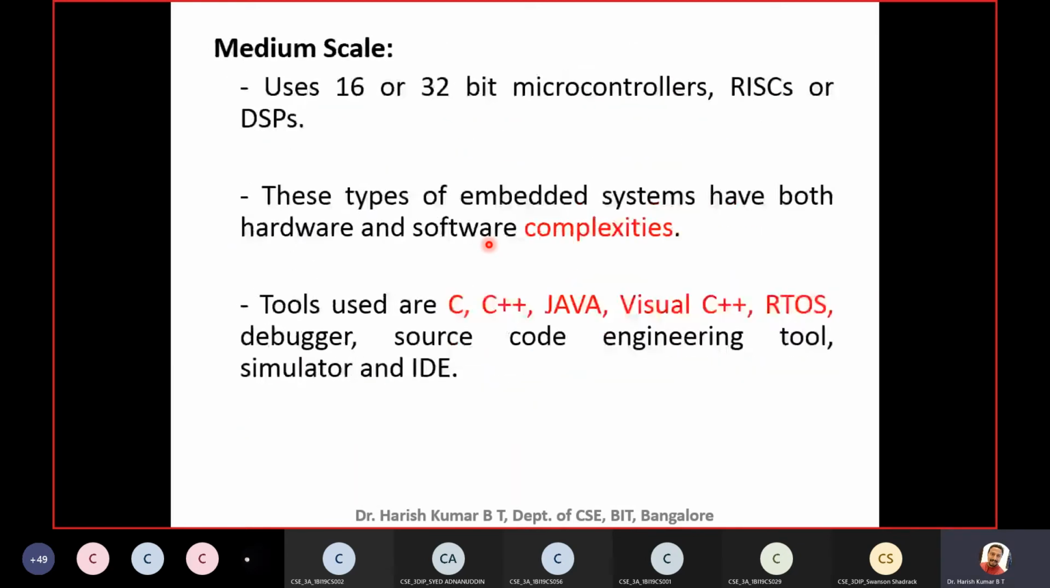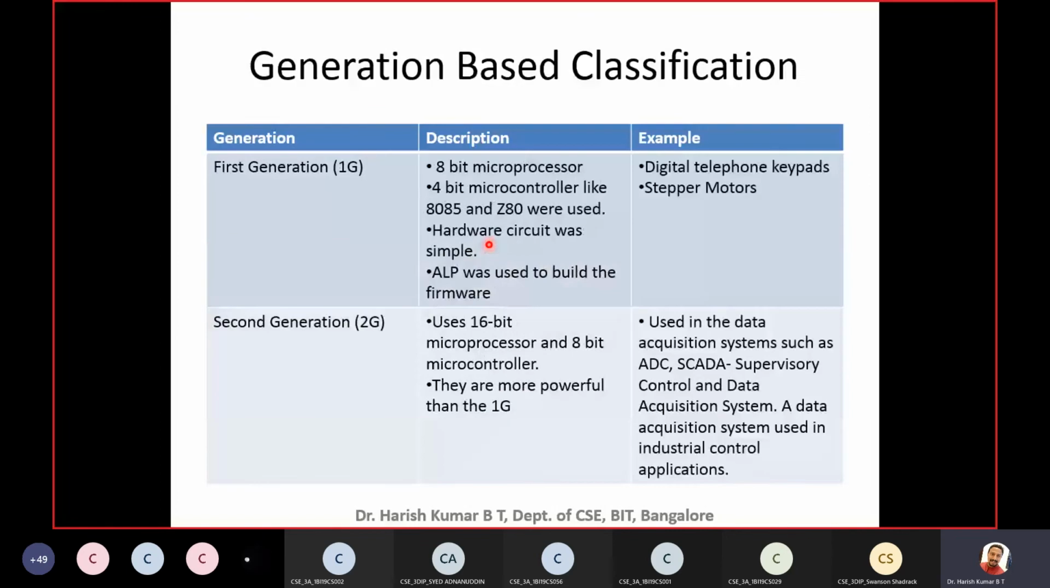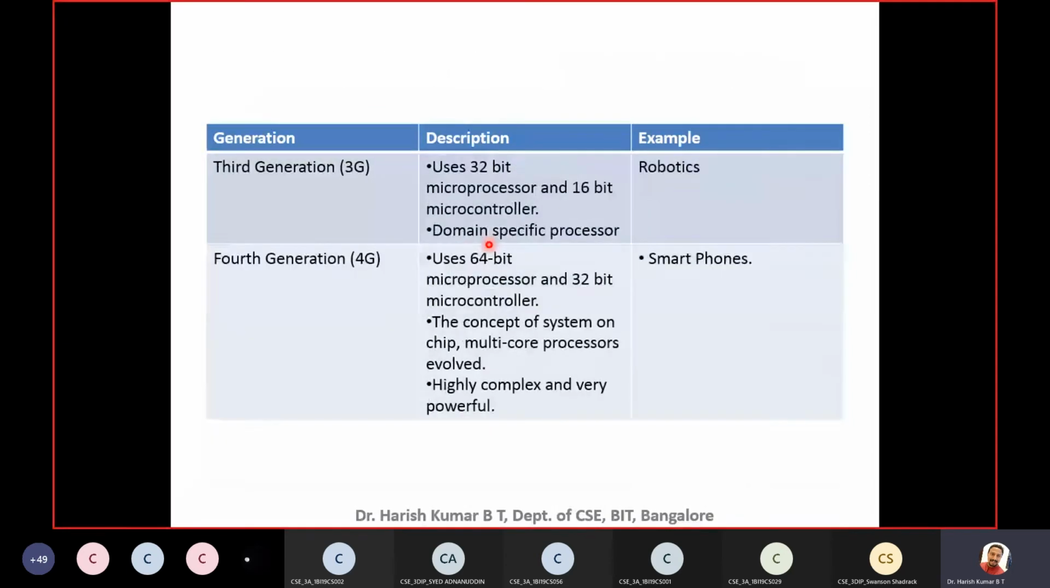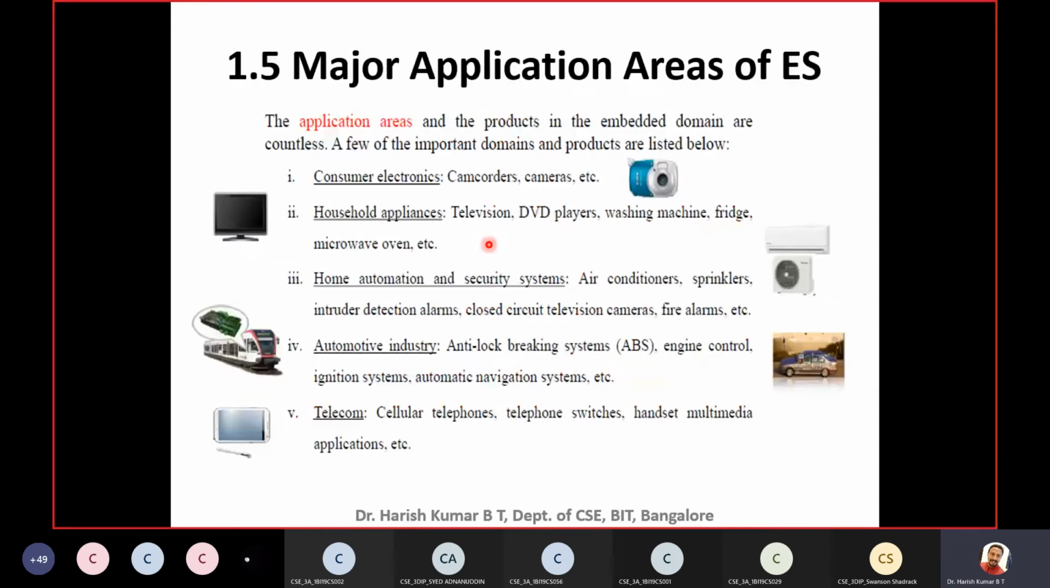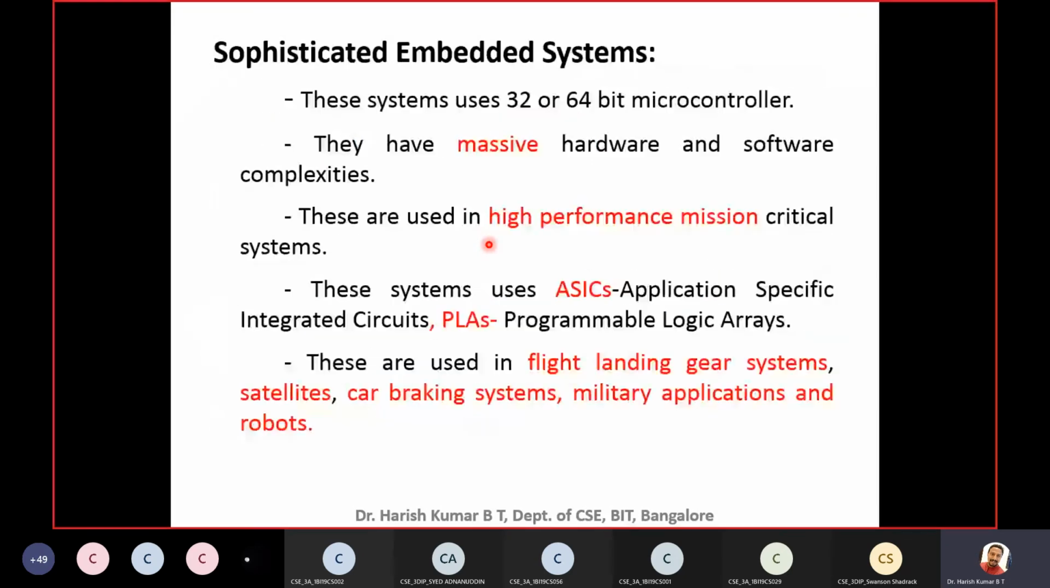So till now we understood the classification. Two classifications we understood: generation based classification, and classification that is done based on complexity and performance. So, any doubts till here? Don't ask me what application specific integrated circuits and PLAs are. It will come in the future, I'll explain there. Understood till here? Yes, sir.